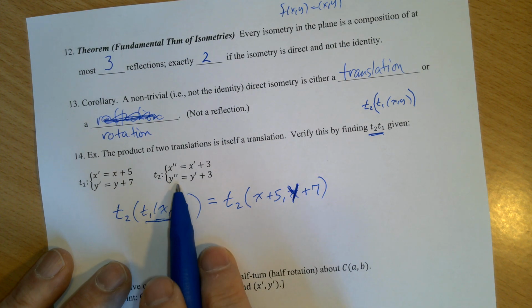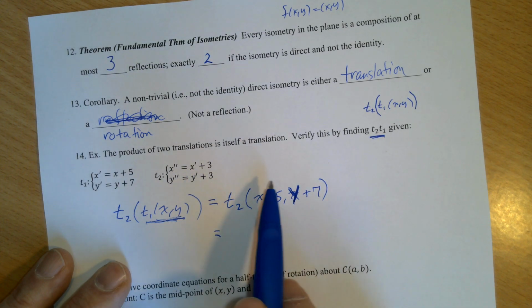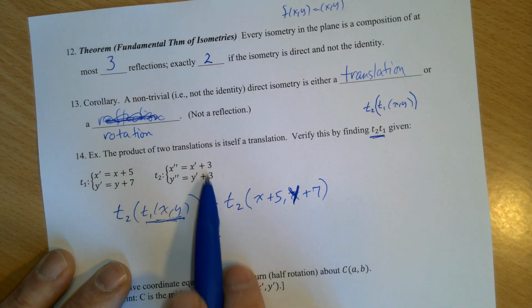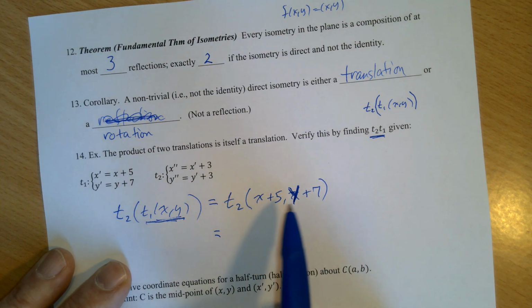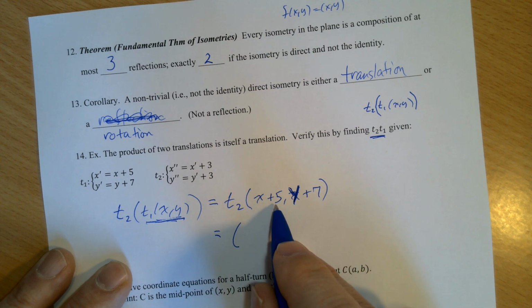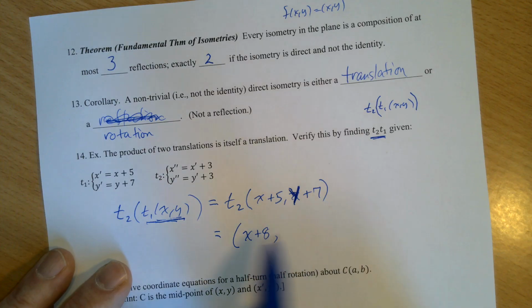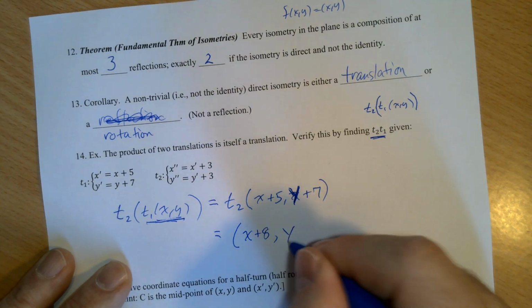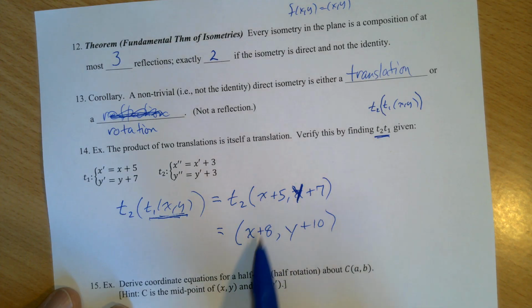Well, what does T2 do? This would be our x prime, y prime. It adds 3 to both of them. So all I need to do is add 3 to this and add 3 to this, and I'll be done. X plus 5, if I add 3, I get x plus 8. Y plus 7, if I add 3, I get y plus 10. So this is the function. This is what T2 T1 does to the ordered pair xy.